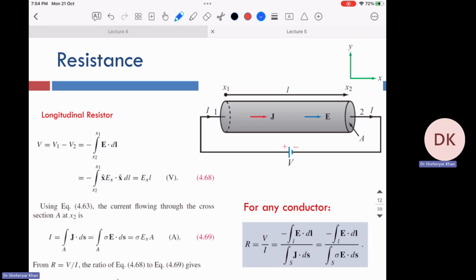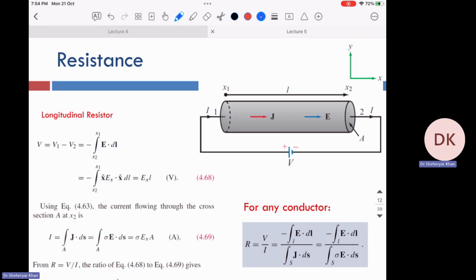Remember, this is not amperes, it is amperes per meter square. And E is your electric field. And if you want to find out voltage, again use the E dot dl formula, with X1, X2 as a length. Just use the Cartesian system and use E times L as the voltage.